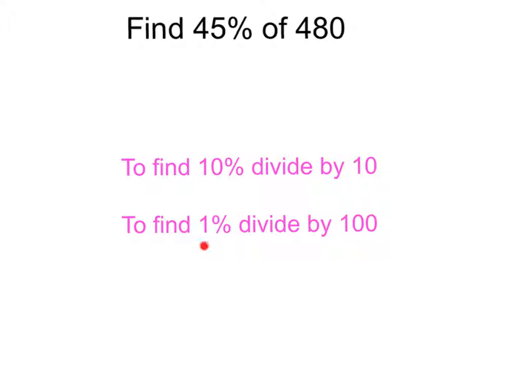So if you think of 1% as being quite stingy, whatever it is you're giving 1% of or finding 1% of, you've got to cut that thing up into 100 pieces and then you get one of them. So that's why when you find 1%, you're dividing by 100.